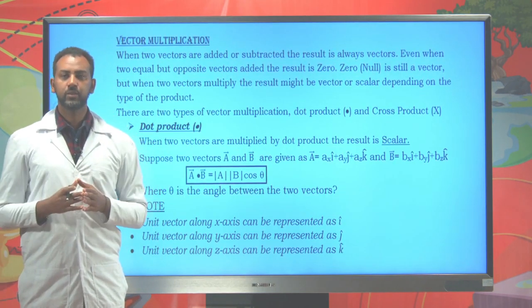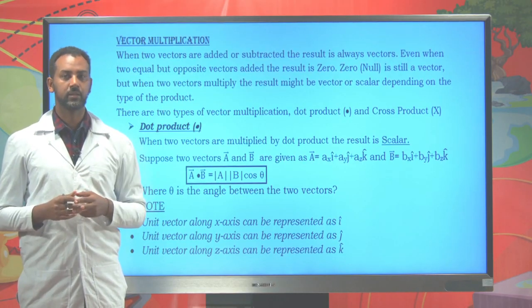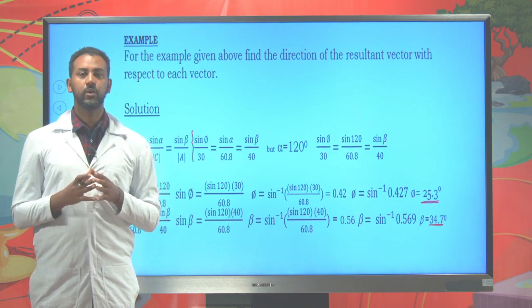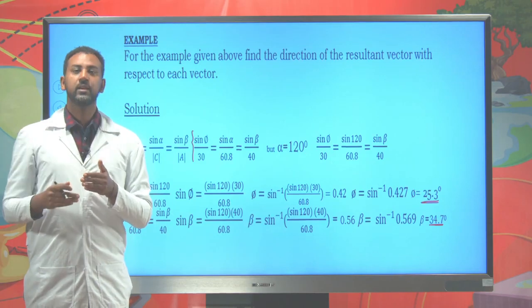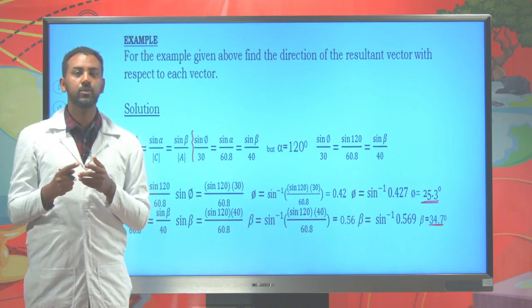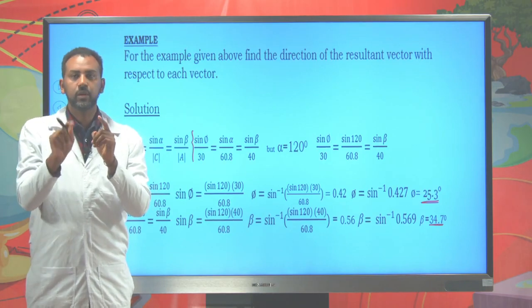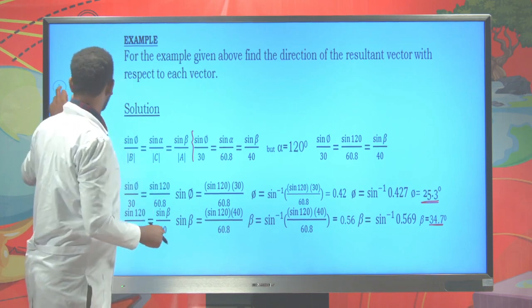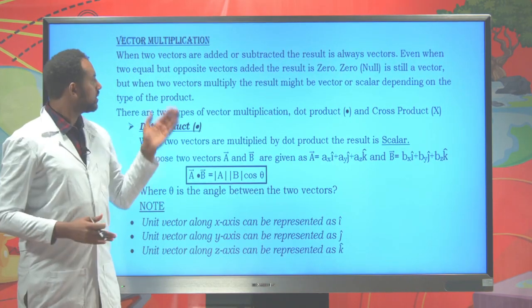So far we have tried to see how to add and subtract vectors using geometrical and analytical methods. The summation and the difference of two vectors always result in a vector. The summation of two vectors gives you a vector. The difference of two vectors as well gives you a vector. The difference of two equal vectors gives you 0. 0 itself is a vector; we have said that it is a null vector. So let's see how to multiply vectors.